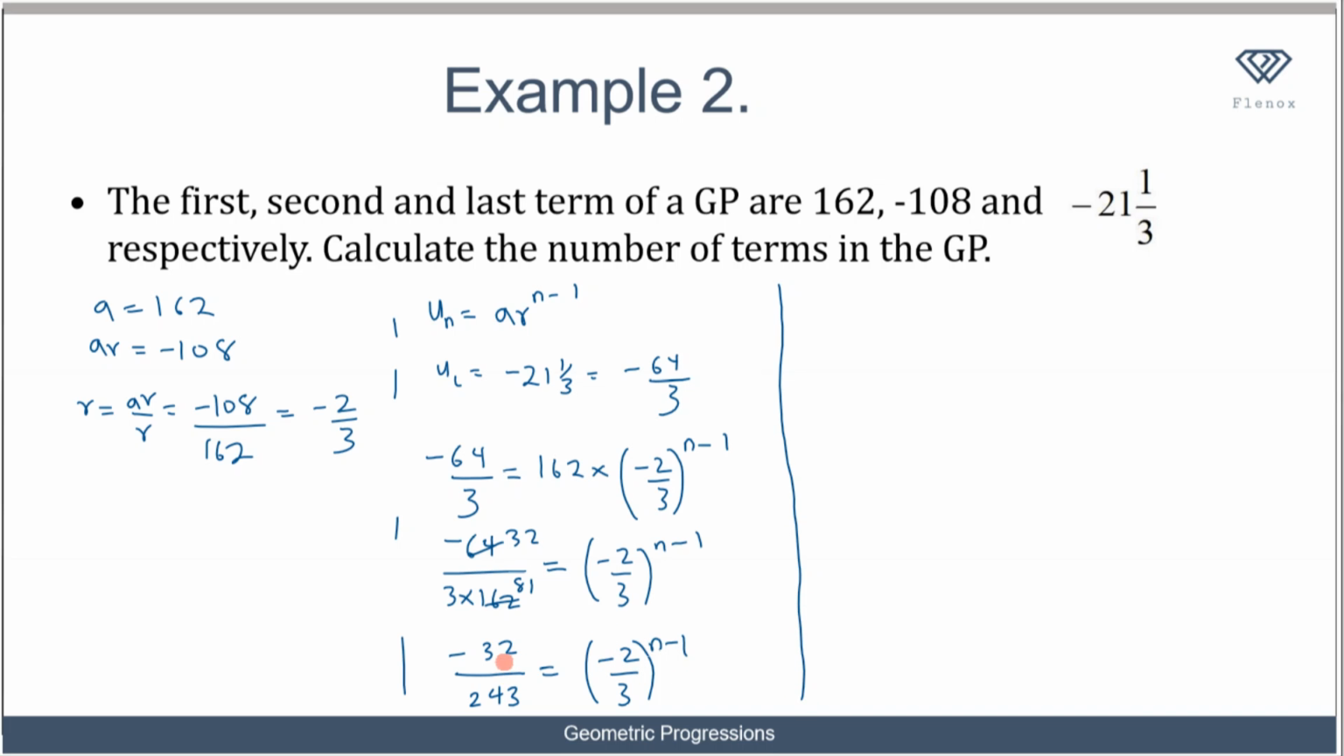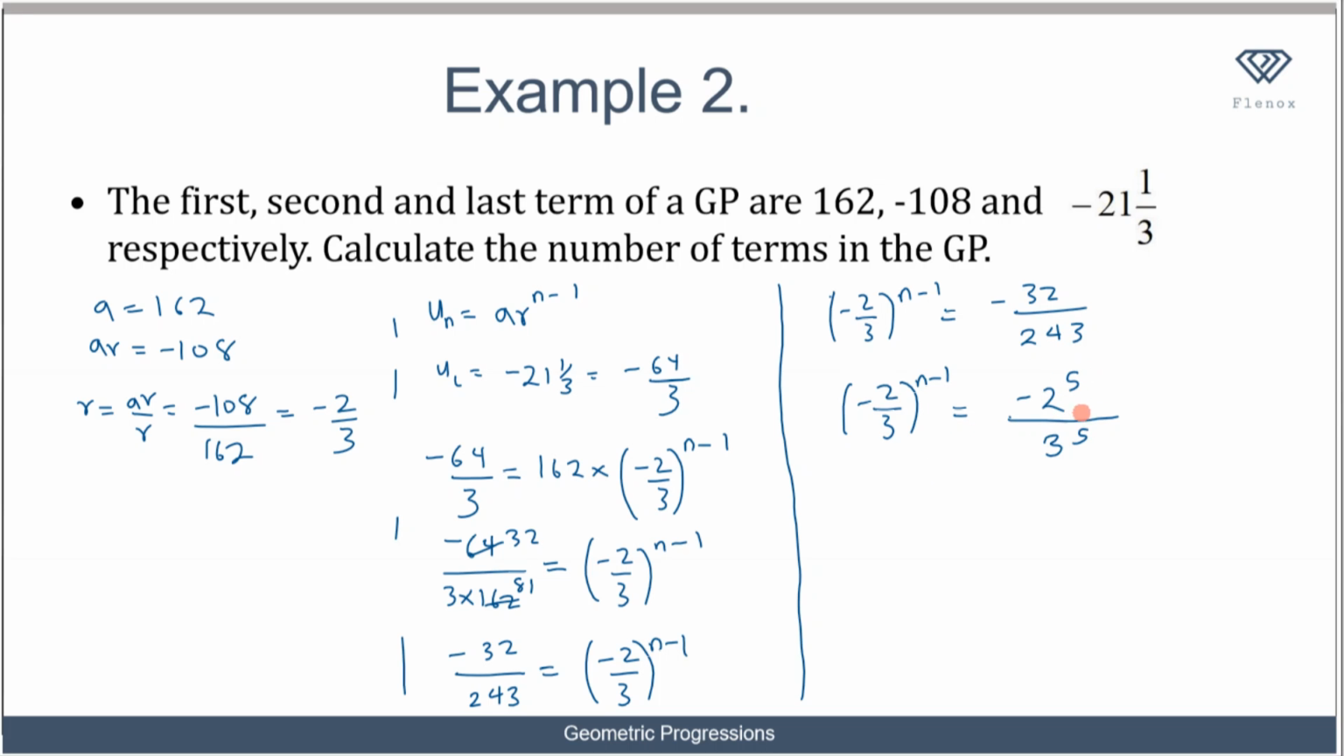So now I'm just going to write this here and bring this here. I have minus 2 over 3 raised to n minus 1 is equal to minus 32 over 243. Now, if I look at 32 and 243, I can write 32 in terms of 2, and I can write 243 in terms of 3. So what do I mean? Minus 32 is the same as writing minus 2 raised to 5. If I raise minus 2 to the power of 5, I will get minus 32. And if I raise 3 to the power of 5, I will get 243.